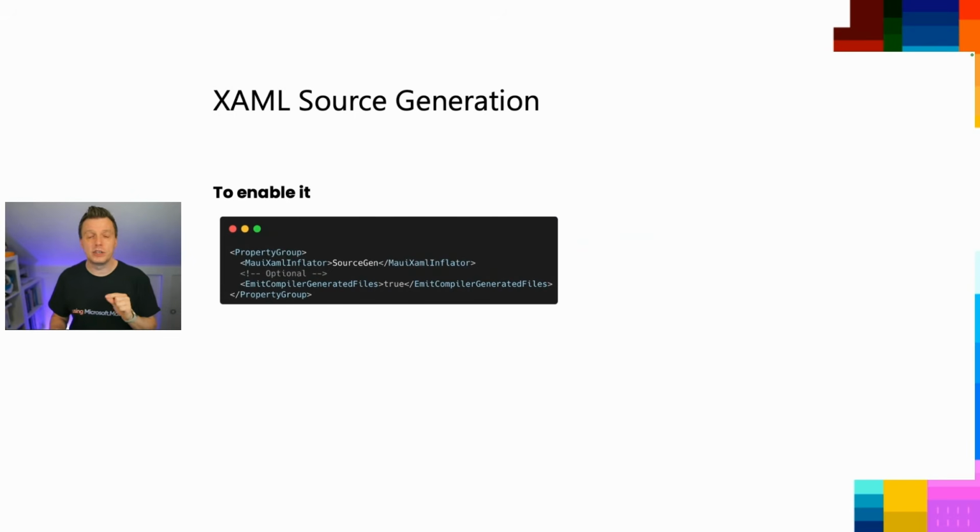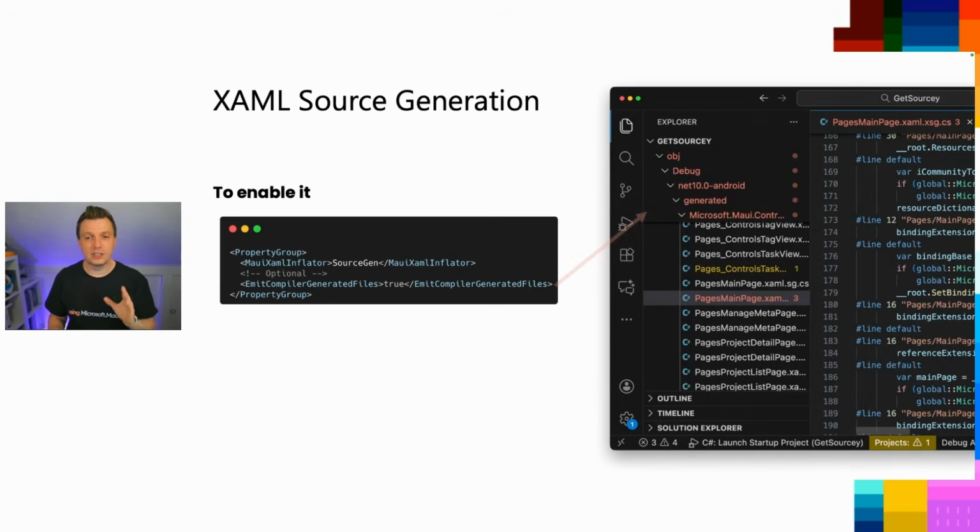Enabling it right now today is super easy. Just have this one bit, set MAUI XAML inflator to SourceGen, flip that bit, and then optionally, if you want to inspect the actual code that is generated, you can set emit compiler generated files to true, and you will get all the details in your favorite IDE, in this case VS Code, and you can see what is going on, what is generated, debug through there, do all the things.